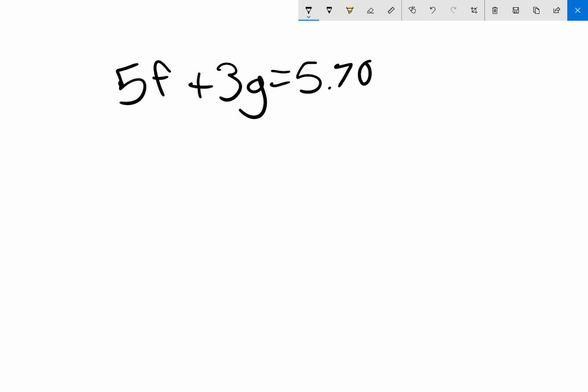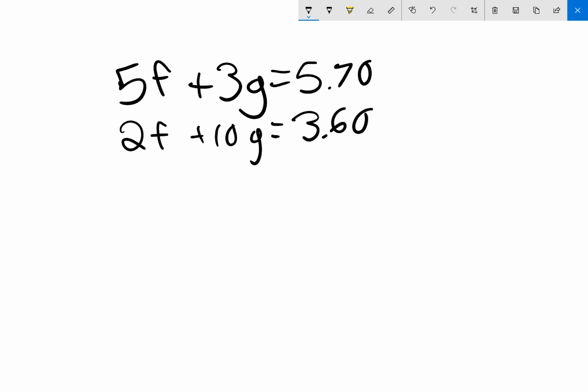Now let's read the next sentence. Sarah bought 2 pieces of fudge, so that's 2F, and 10 pieces of bubblegum for another total of $3.60. There you go. So it's a word problem, but now it's no longer a word problem. Now it's just a regular systems problem.